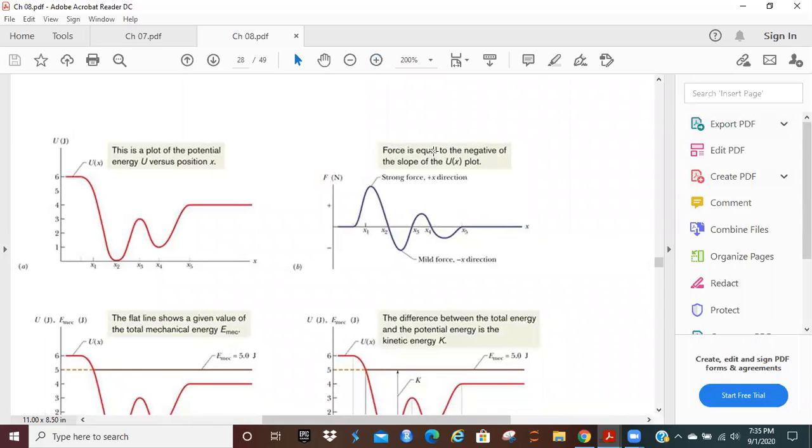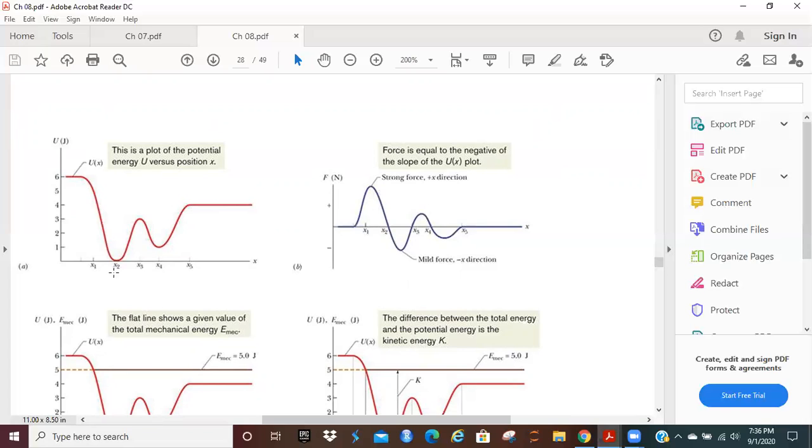Force is going to be equal to the negative of the slope. So if we take a tangent line here, and we start drawing how that tangent line looks, and then we take the negative of that, this is the graph we're going to end up with. So we've got strong force here in the positive x direction.